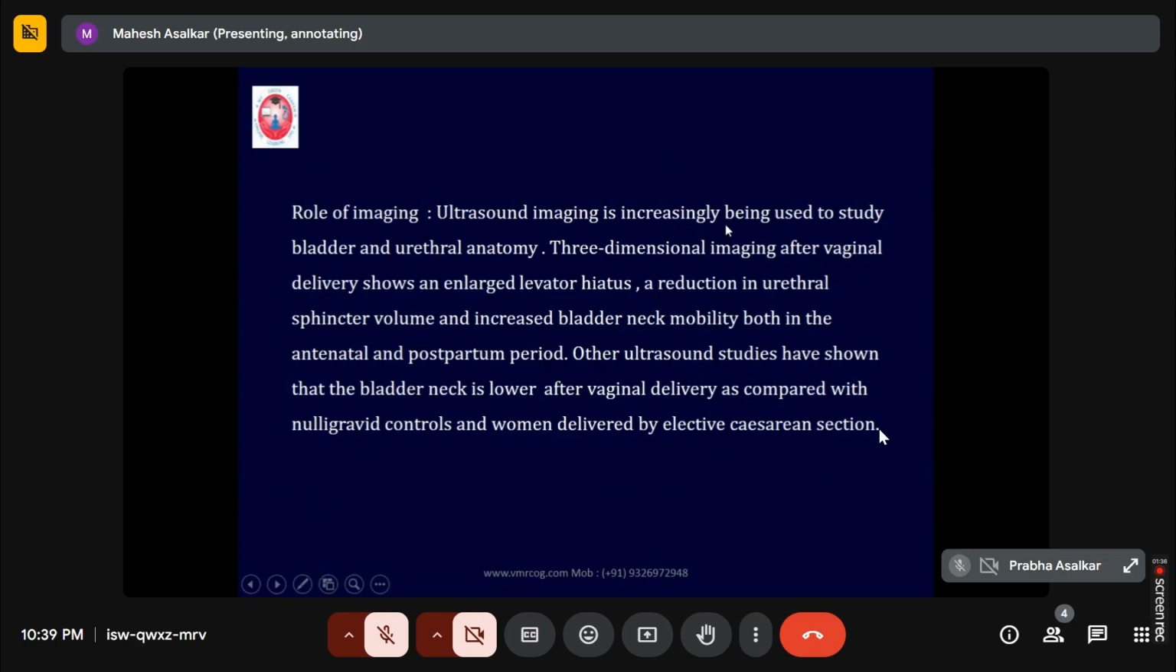Ultrasound imaging is increasingly being used to study the bladder and urethral anatomy. Three-dimensional imaging after vaginal delivery shows enlarged levator hiatus, reduction in the urethral sphincter volume, and increased bladder neck mobility, both in the antenatal and postpartum period. Other ultrasound studies have shown the bladder neck is lower after vaginal delivery as compared with nulliparous controls and women delivered by elective cesarean section.